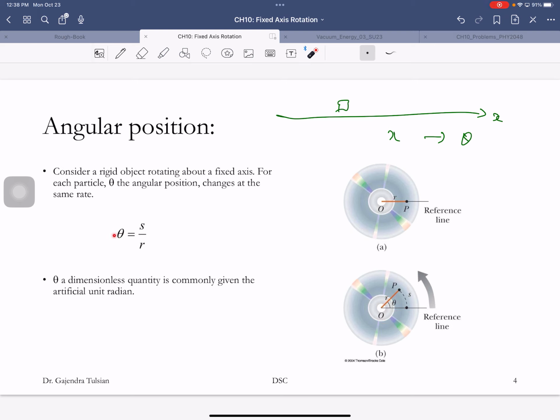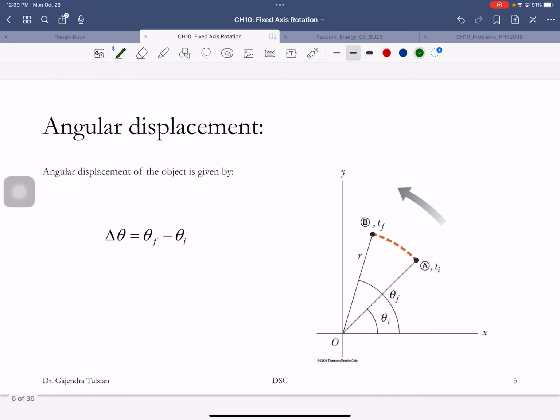That's a dimensionless quantity, and so it's just a number, but you give it an artificial name, and you call it a radian. So when this is equal to r, that is about 57 degrees. So 1 radian is about 57 degrees. Pi radians is 180 degrees, so 180 divided by 3.14 is whatever that is, 1 radian. So you saw all of that.